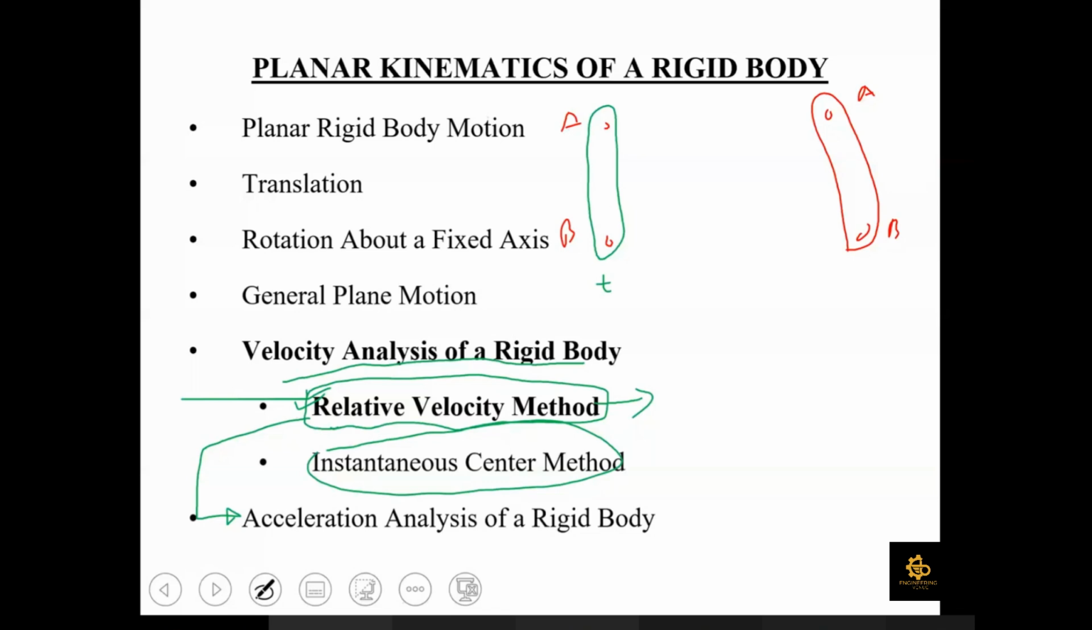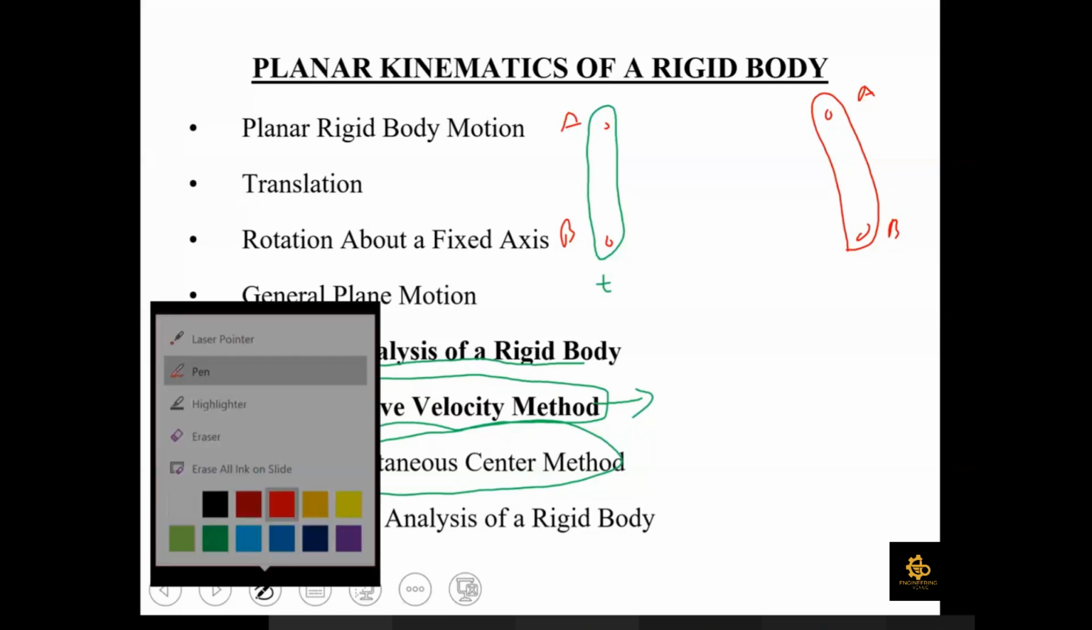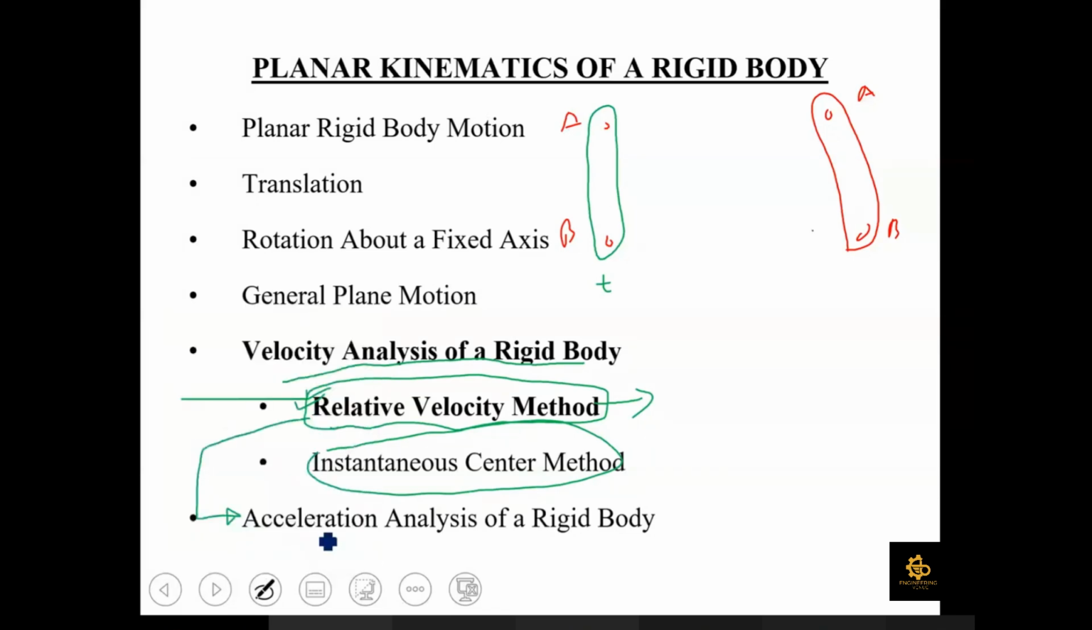So in order to perform the analysis of this rigid body, we are going to divide this general plane motion into its components of translation as well as rotation. That is, we are going to consider that first of all, this whole rigid body is going to be translated by this much of amount, and then this whole rigid body is rotated by this much of theta about its base point A.